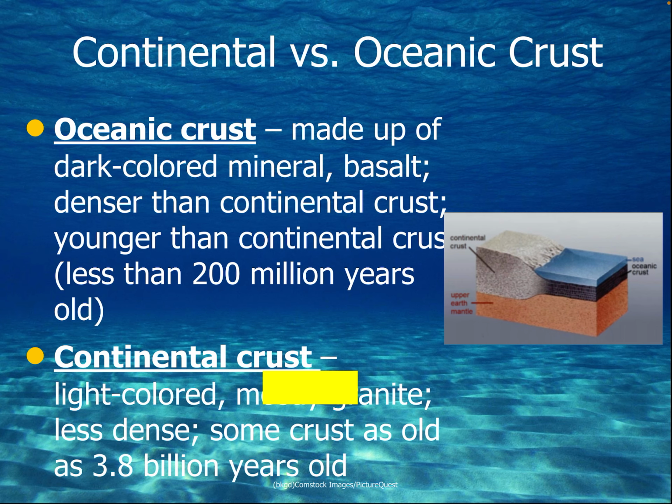Now, there's two types of crust on the Earth. There's oceanic crust and there's continental crust. So oceanic crust is exactly where you would think. It's under the oceans. And it is different from continental crust in several ways. It's made up of a darker colored mineral called basalt. It's denser than continental crust, so you could think of that as it's heavier. It's thinner than continental crust, as you can see in the picture, and it's considered younger.